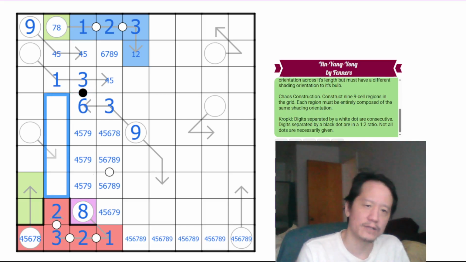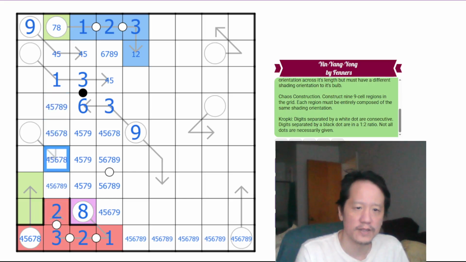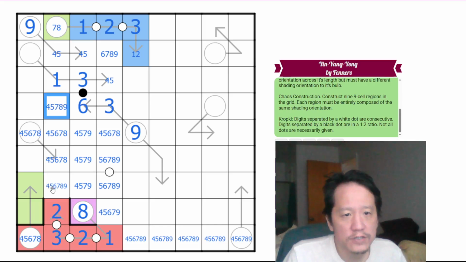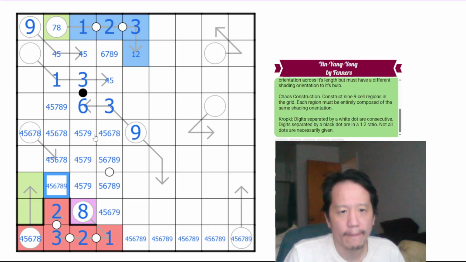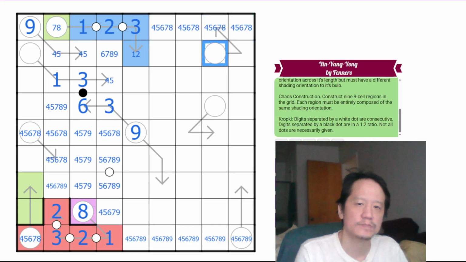Remaining digits in column 2 are 4, 5, 6, 7, 8, and 9, but this can't be 6, this can't be 9. This actually could be the same digit as this, but it cannot be 9. Therefore, it's 4, 5, 6, 7, 8. 9 is either here or here. 9 is one of those 3. Remaining digits in row 1 are 4, 5, 6, 7, 8. This is then at least 5.